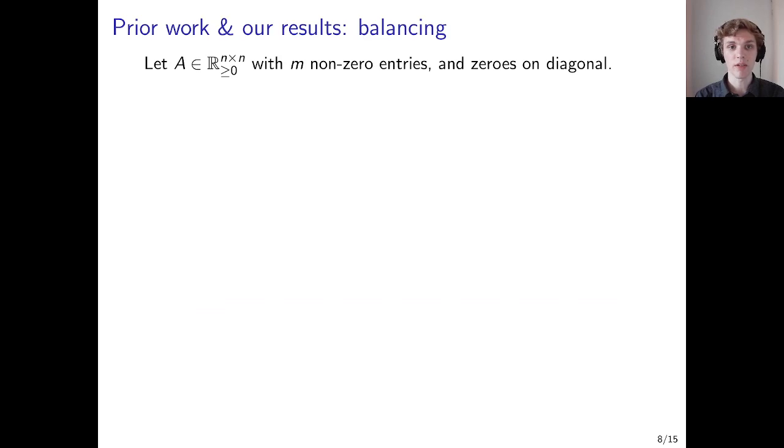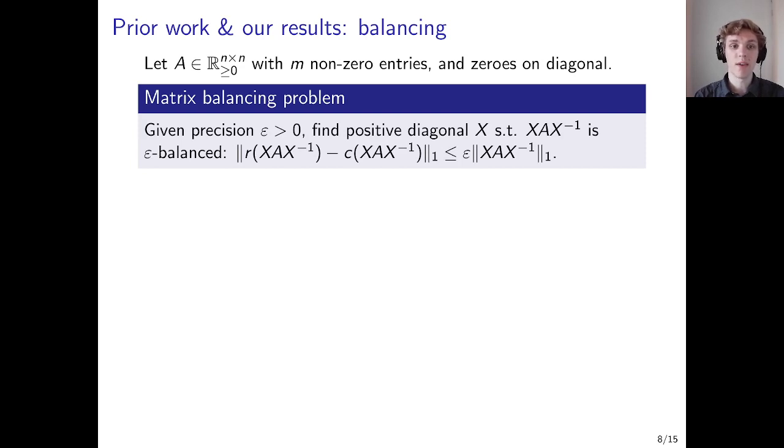Alright, so these are the results that we have on the scaling side. Now let's get to balancing. So in balancing, you have an n by n matrix, again with non-negative entries. It has m non-zero entries, and I want to assume that it has zeros on the diagonal for a technical reason. Then what is the matrix balancing problem? Well, given a precision epsilon, I want you to find a positive diagonal matrix X, such that if I left multiply with X and right multiply with its inverse, then I get an epsilon-balanced matrix, which means that its row and column marginals are approximately the same in L1 norm. And you can ignore this part, this is just a normalization.